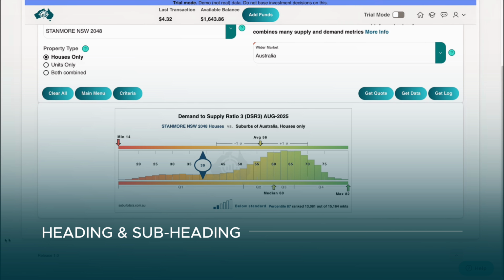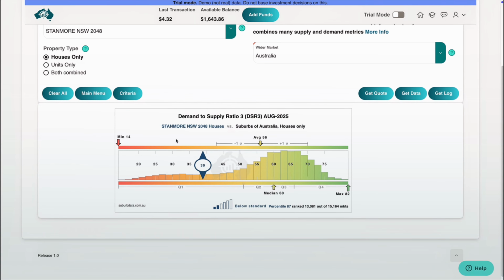Let's start with the easy bit, the heading. The heading says this is a context ruler for the demand to supply ratio calculated at the end of August 2025. And the subheading says the context ruler is comparing Stanmore houses with houses Australia-wide. So the basis for the comparison is the demand to supply ratio, and the market being compared is Stanmore houses, and it is being compared to all house markets from around the country. Oh, and by the way, I'm in trial mode, so the data you're looking at right now is not real.